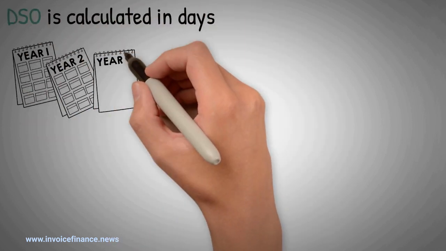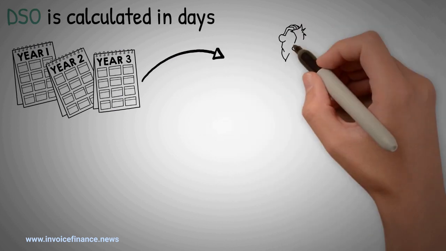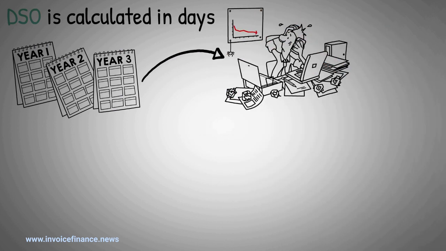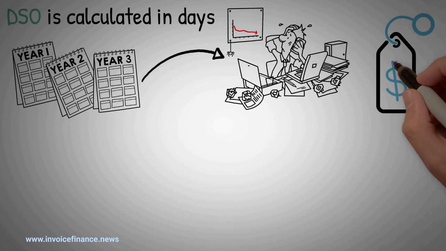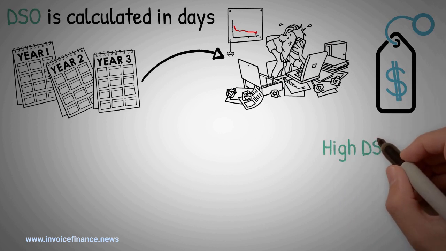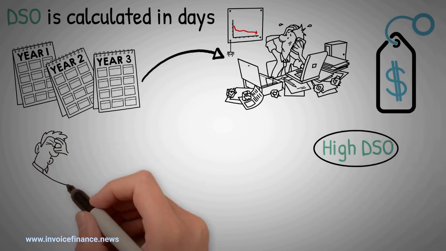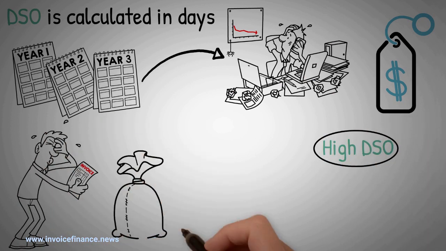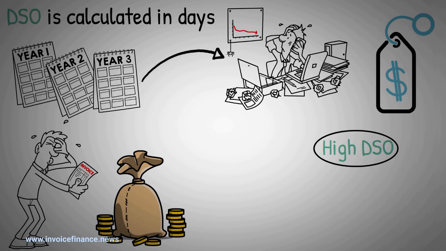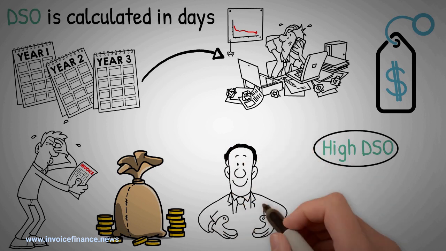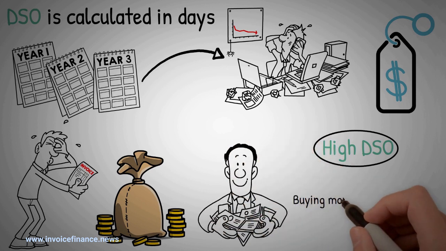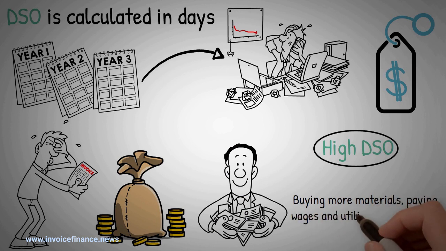The higher the number of days it takes for accounts to be paid up, generally the worse it is for a company. A high number indicates the company is making a lot of sales offering credit. The problem with a high DSO is that it shows that money is being tied up in unpaid invoices. This causes problems for working capital. It is money that has been earned but is not available for use in buying more materials, paying wages and utility bills, research and development, etc.